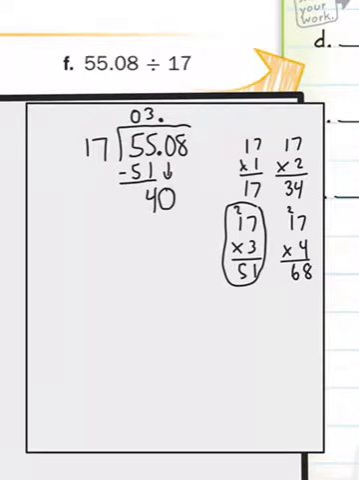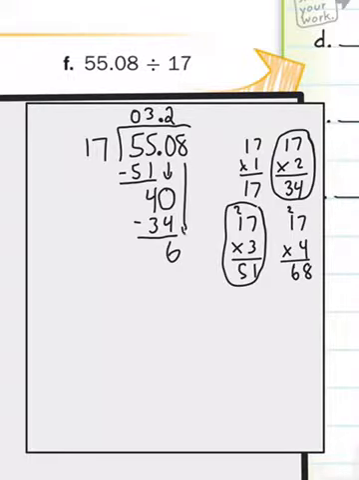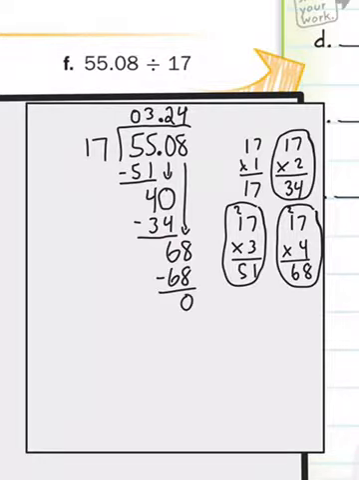I'm at 40. Now 17 is going to go into 40 2 times, which is 34. 40 minus 34 is 6. I'm going to bring down the 8. And 17 goes into 68 4 times, which is 68. Subtract, I get 0. So I am done with that problem. My answer is 3 and 24 hundredths. All right, so that was problem F here.